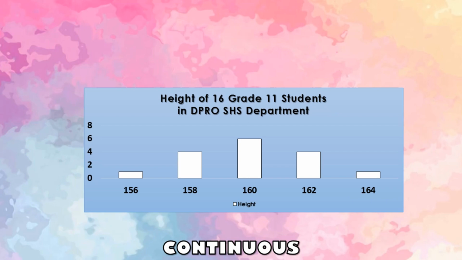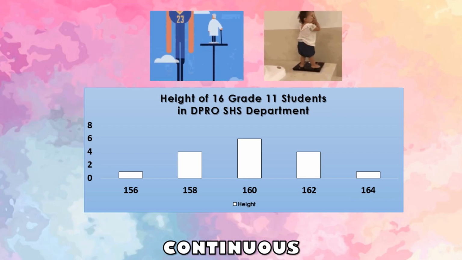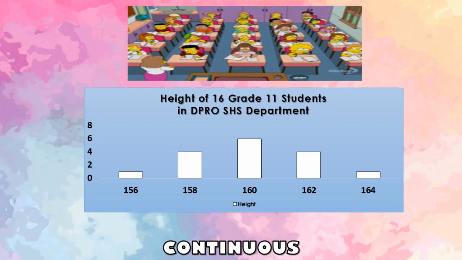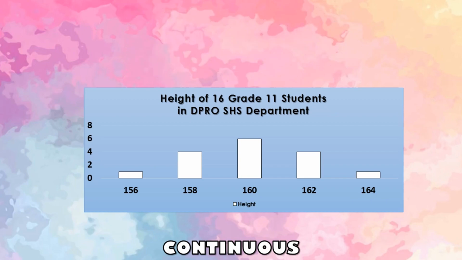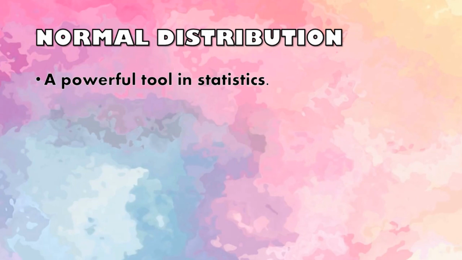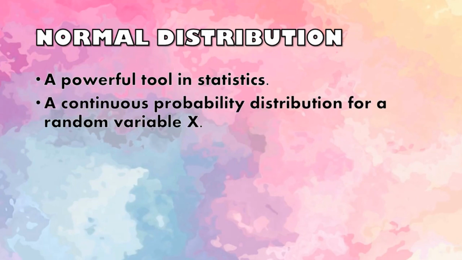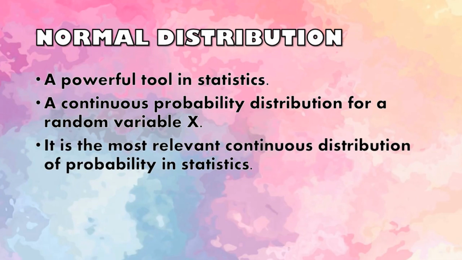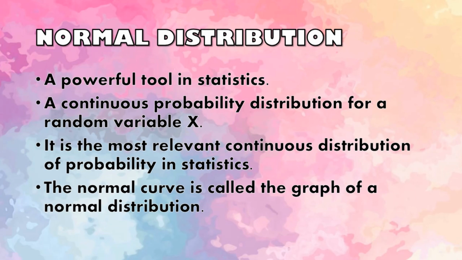Also, the graph can be obtained like height or weight and the percentile rank of an exam with infinite values. The normal distribution is a powerful tool in statistics. It is a continuous probability distribution for a random variable x. It is the most relevant continuous distribution of probability in statistics. The normal curve is called the graph of a normal distribution, which means that the normal probability distribution is a probability distribution of continuous random variable.